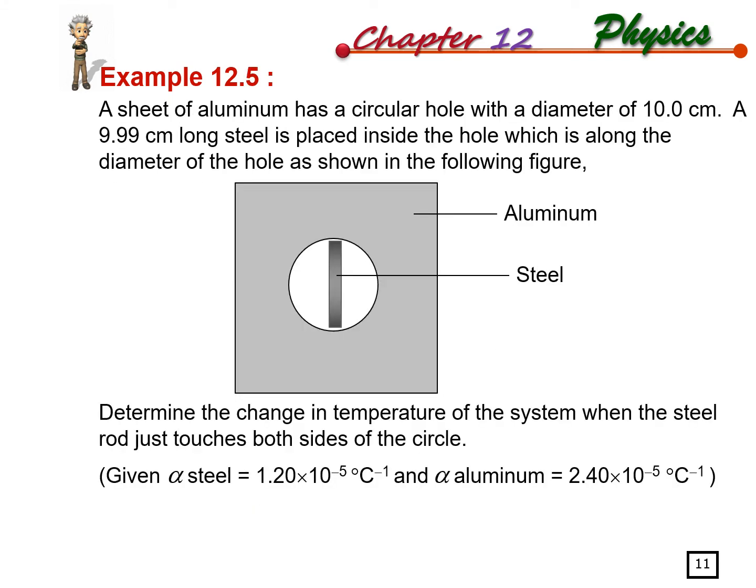Okay, for example 12.5, a sheet of aluminium has a circular hole with a diameter of 10 cm. A 9.9 cm long steel rod is placed inside the hole, along the diameter of the hole, as shown in the figure. You have aluminium and a steel rod in the middle. They wanted to determine the change in temperature of the system when the steel rod just touches both sides of the circle. The coefficient of linear expansion of steel is given, and for aluminium also.